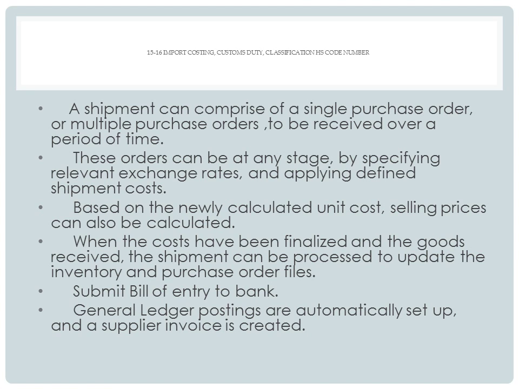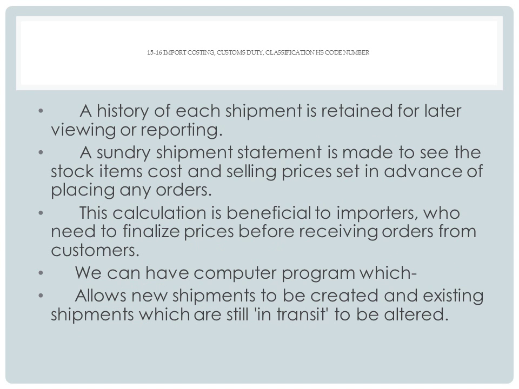Submit the bill of entry to the bank. General ledger postings are automatically set up and a supplier's invoice is created. A history of each shipment is retained for later viewing or reporting. A sundry shipment statement is made to see the stock items' cost and selling prices set in advance of placing any orders. This calculation is beneficial to the importers who need to finalize the prices before receiving the orders from the customers.